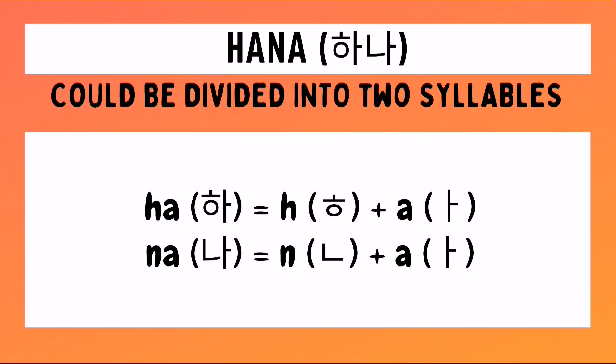How do we write hana in Hangul? Let's start with the first of the two syllables. To be able to write the syllable ha in Hangul, we need to draw first a hi character, followed by an a character. For the second syllable na, we need to draw first a nian character, followed by an a character. And then we just have to combine the Hangul for each of these two syllables to form the Hangul of the word hana.